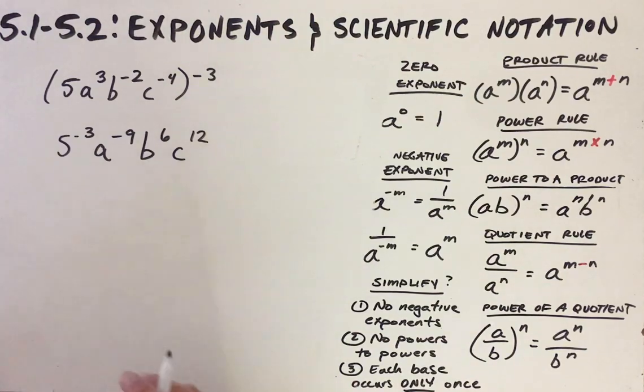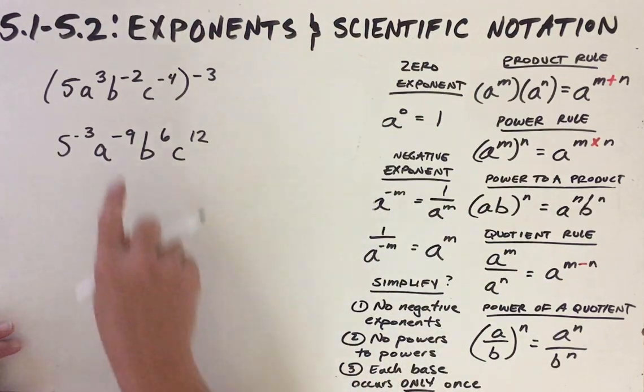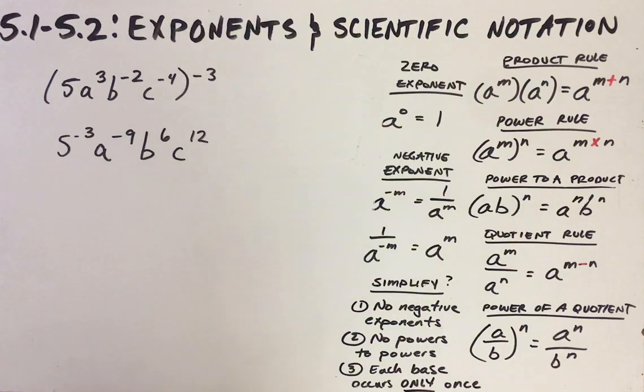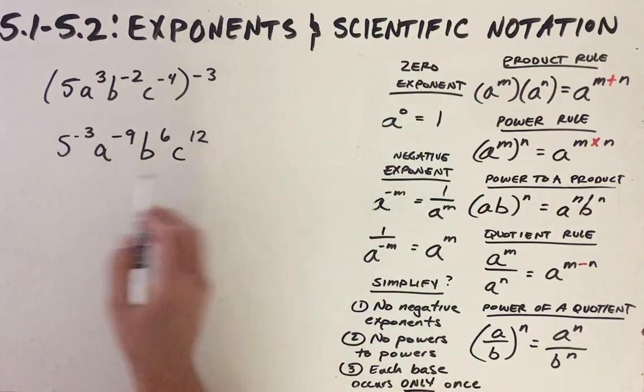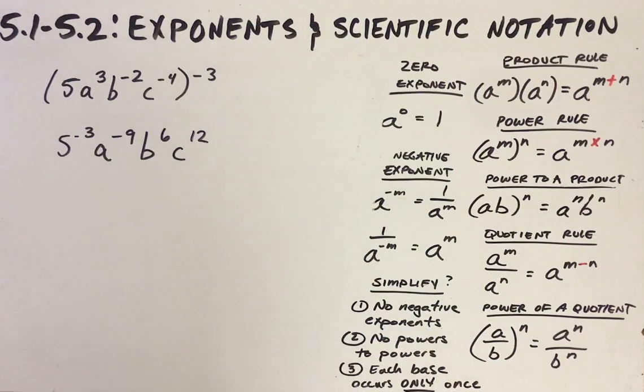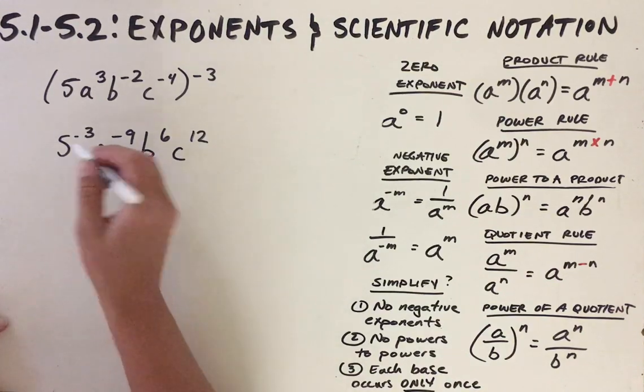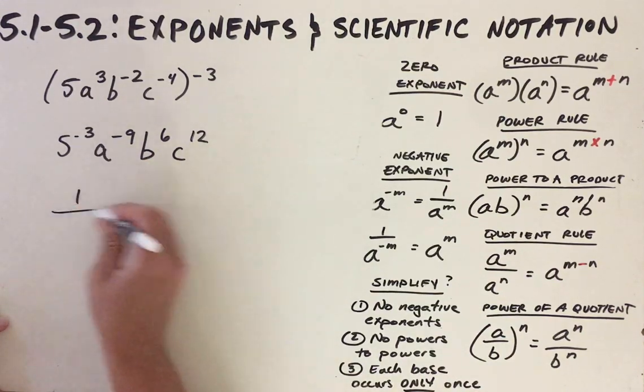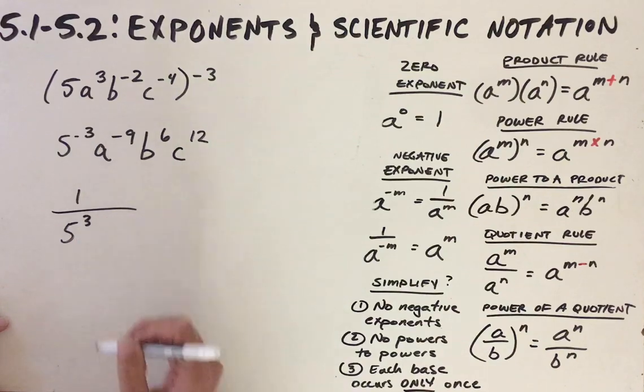Okay, so I've got rid of my powers to powers. I no longer have anything being raised to the power. I should see each base only once, which I do. Only problem here is that I see negative exponents. So to make this positive, I'm going to have to put him downstairs. That's 1 over 5 cubed.